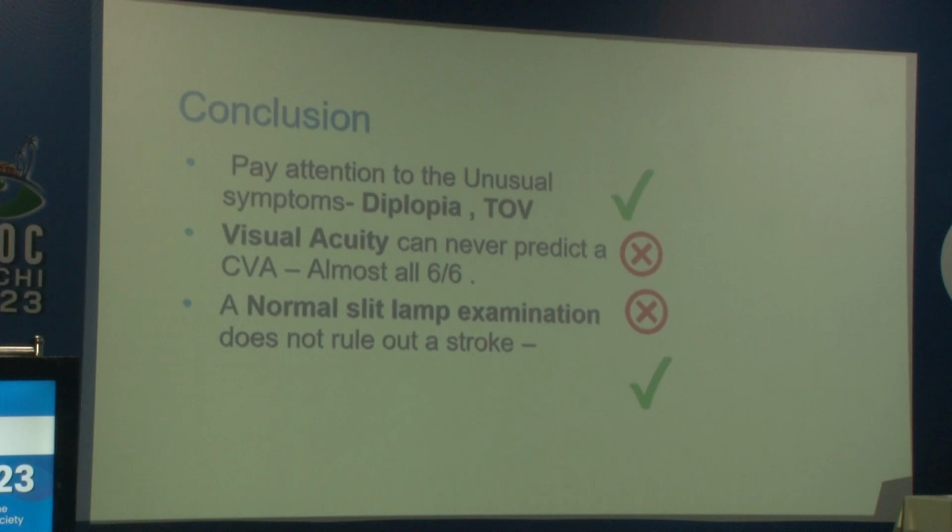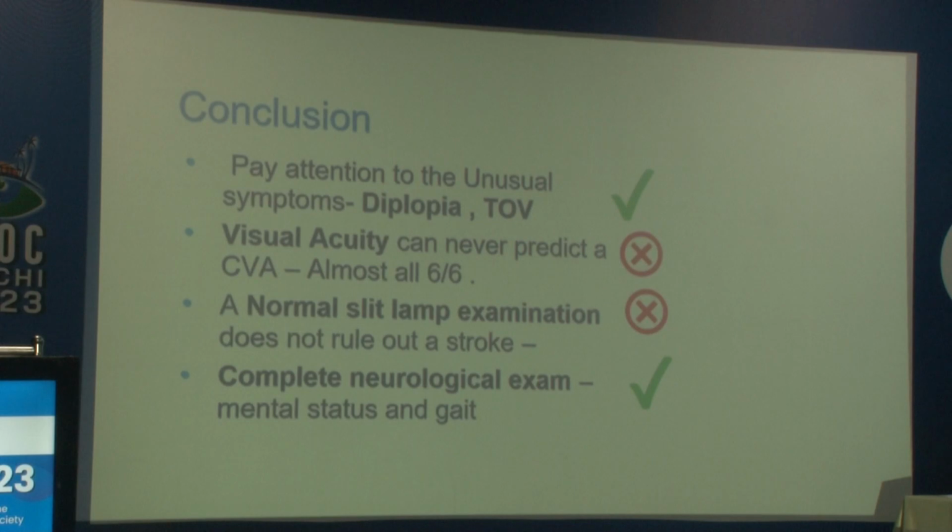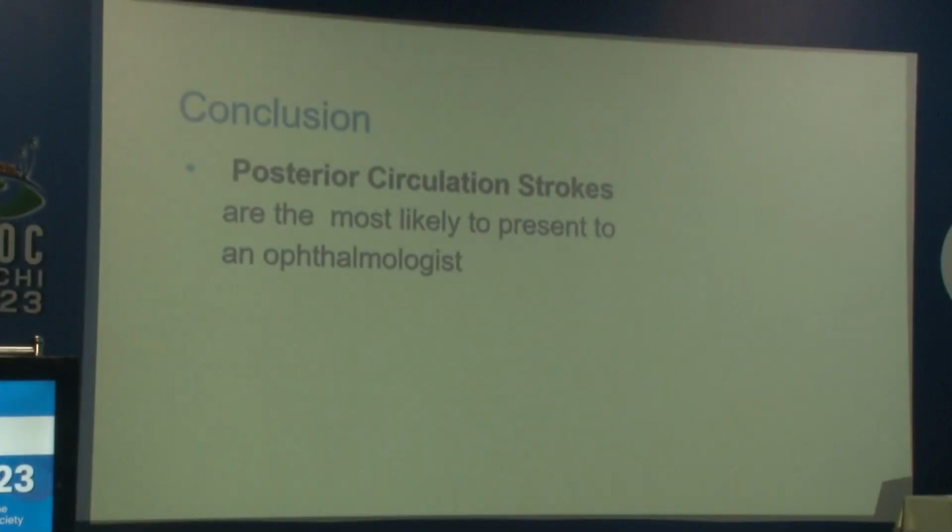A normal slit-lamp examination does not rule out a stroke, and a complete neurological exam is required, including mental status, gait, tone, power. And posterior circulation strokes are most likely to present to an ophthalmologist, and the traditional rule of one-sided hemiparesis may not always be relevant. Thank you.